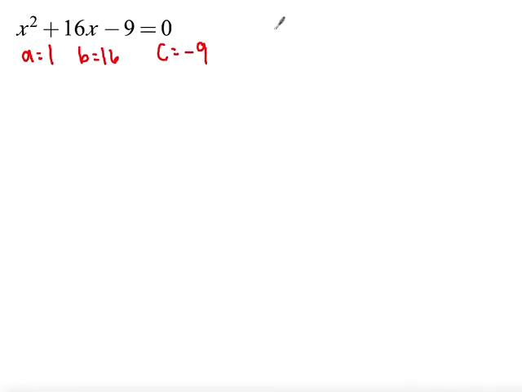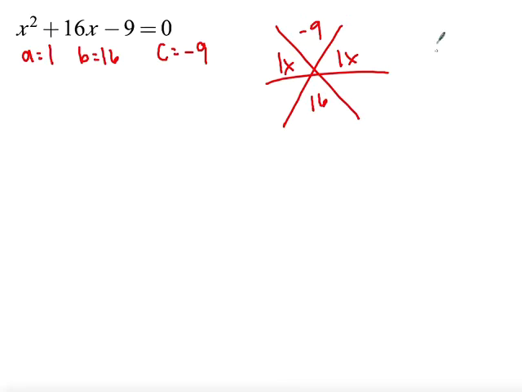Whenever I set up my star, it would look like 1x and 1x. In the top would be -9, and in the bottom would be 16. But if I think about -9, the only way I can get -9 is if I multiply a 3 times a -3, or a -1 times 9, or a +1 times -9. None of those answers are going to give me this 16, which means that I'm not going to be able to use the star method for this particular problem.